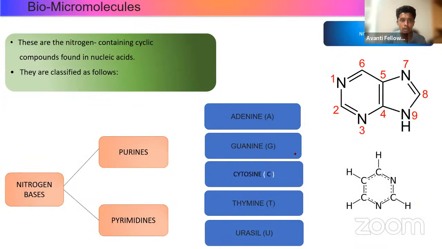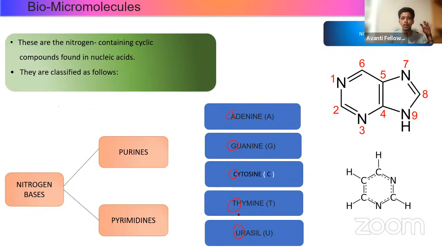Coming to the nitrogenous bases, as I said, we have A, T, C, G, and U. You can see here A, G, C, T, and U. And I told you nitrogenous bases are very important for what? Making up your genetic material, that is your DNA and RNA.